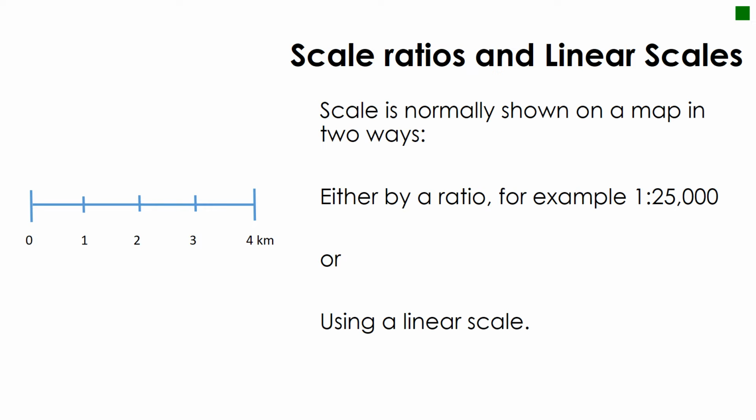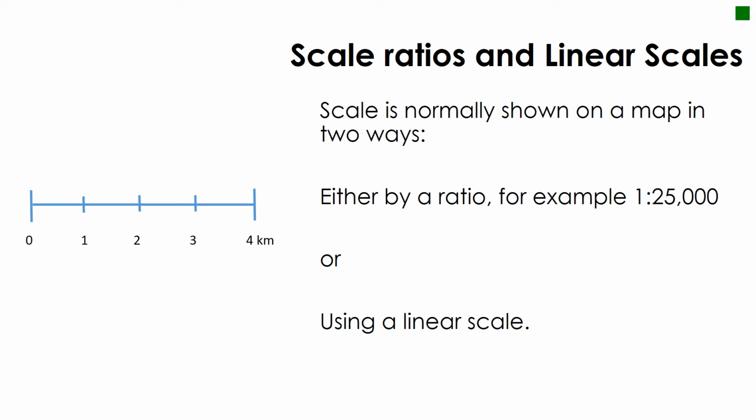Scale is normally shown on a map in one of two ways. The first is by using a ratio. The most common ratio used by Ordnance Survey maps is 1 to 25,000. Using this scale means that 1 unit on the map is equal to 25,000 units on the ground in real life.